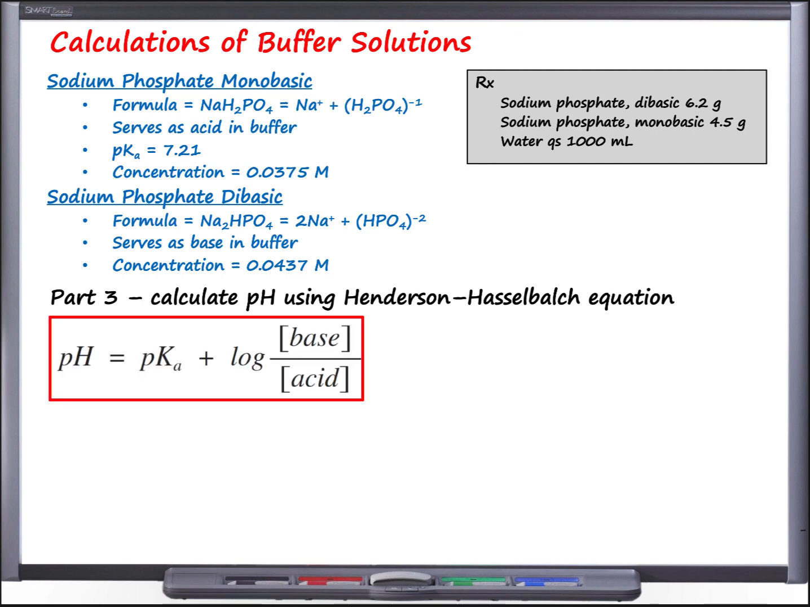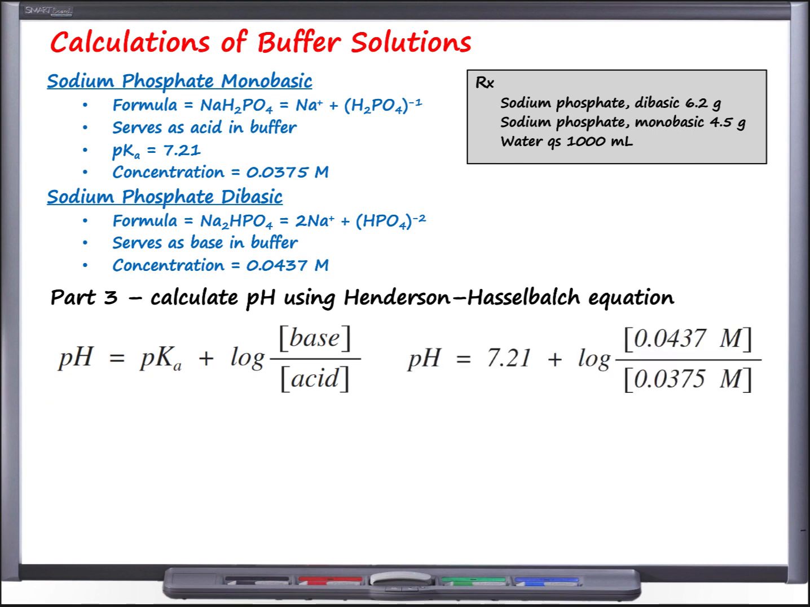I'll remind you, there's the formula there. Now, on the left, let's put numbers in that actual formula. Before we do any math, we can set up the equation as the pH equal to 7.21. I'll remind you that's the pKa value that was given to us for the acid in our buffer solution, which is our monobasic. So again, the monobasic sodium phosphate pKa is 7.21. That's where that number comes from. Plus the log of, and this is where we need to get the right concentrations in the right spot, the base over the acid.